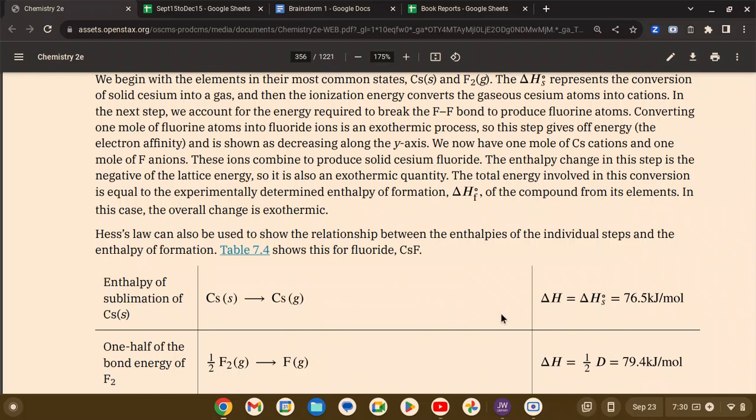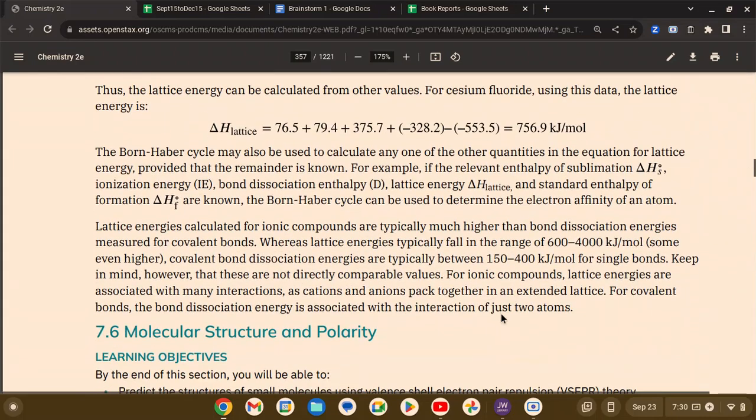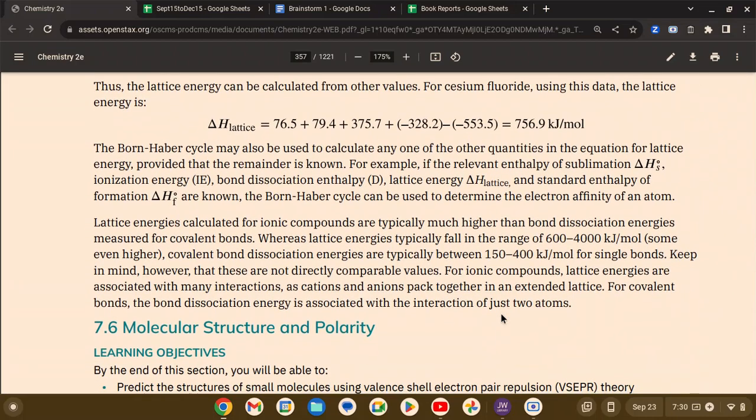Hess's law can be used to show the relationship between the enthalpies of the individual steps and the enthalpy of formation. Table 7.4 shows it. Thus, the lattice energy can be calculated from other values. For cesium fluoride, using this data, the lattice energy is that. The Born-Haber cycle may also be used to calculate one of the other quantities in the equation for lattice energy, provided that the remainder is known.